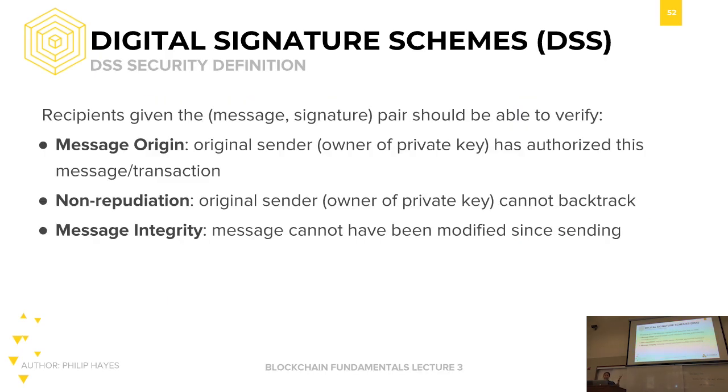Okay, so just to come back, a summary of this: recipients, given the message and the signature pair, should be able to verify the message origin; non-repudiation, meaning you don't want to be able to find the private key; and then message integrity, in that the message cannot have been modified. So we know for a fact that that message has not been changed. Eve could not have changed the message, even though she might have intercepted it.